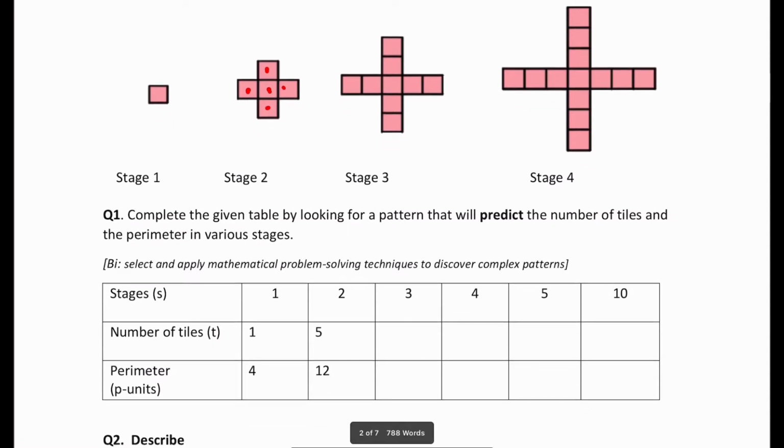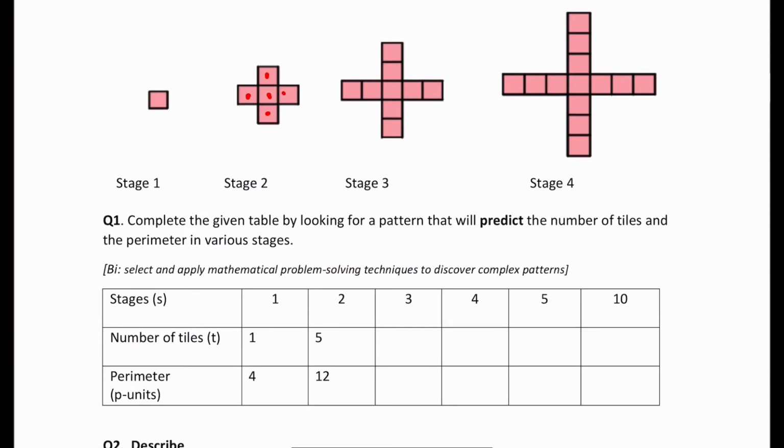Now what we have to do is, by looking at the first problem, which tells us to complete the given table by looking for a pattern that will predict the number of tiles and the perimeter in various stages. Stages are mentioned here: 1, 2, 3, 4, 5, and so on up to 10. After the 5th stage, directly the 10th is mentioned, and we have to find out the number of tiles.